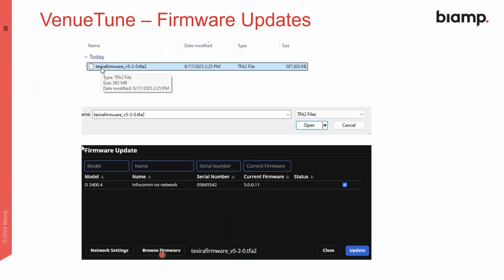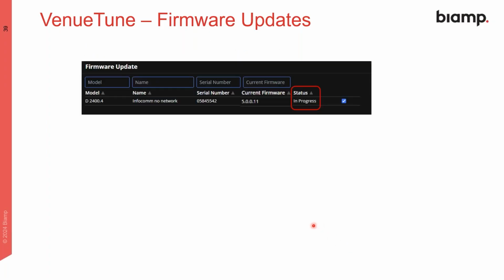Select, you browse for the firmware, you find that firmware, and now click the update button and update away. You probably want to have that firmware before you go out. It might not be easy to get on a mobile hotspot because it's 600 megabytes at the moment. And it takes about 5 minutes to update.